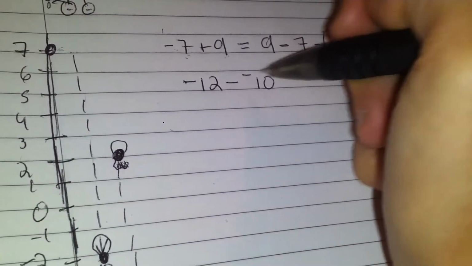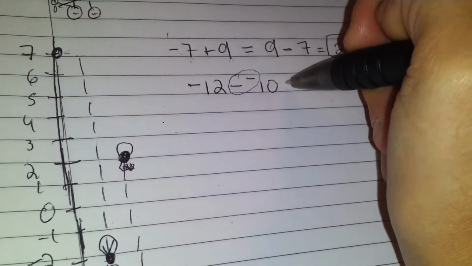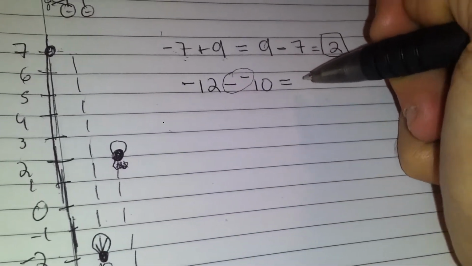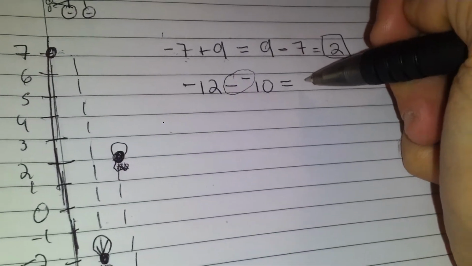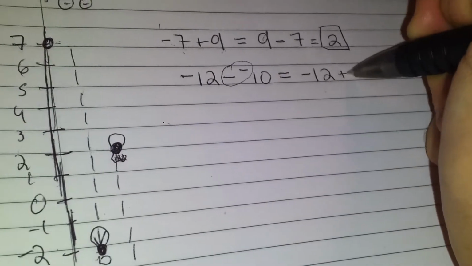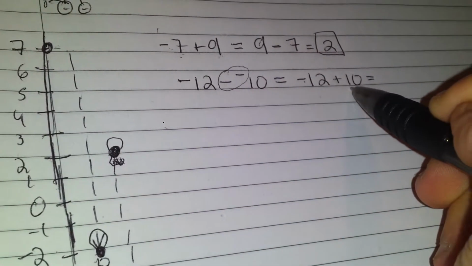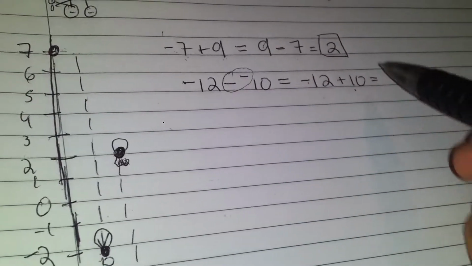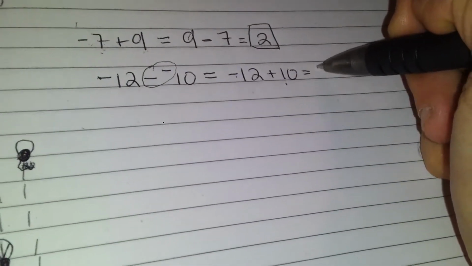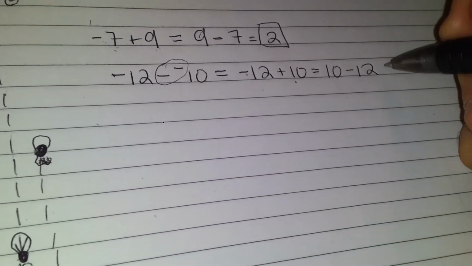-12 minus 10 has a subtraction sign and a negative sign. When that happens, the subtraction and the negative cancel each other out, and we can use our hot air balloon analogy to see why. We have -12 plus 10 equals, this is where we have a negative number and a positive number again. Remember I said we could rewrite that as a subtraction problem? I'm just going to rewrite that as 10 minus 12, because I can and because it means the same thing.